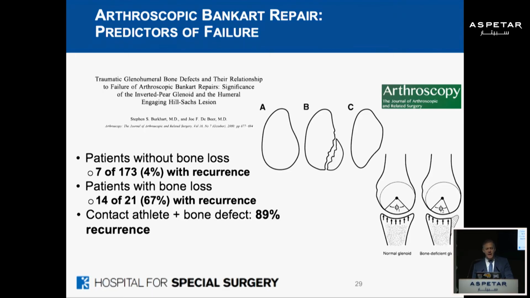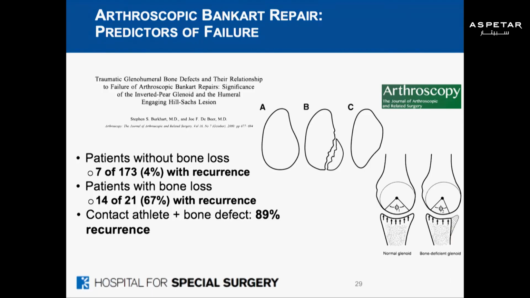This was a study looking at, again, predictors of failure. They looked at traumatic glenohumeral bone defects and their relationship to failure of an arthroscopic Bankart repair. They found that patients without bone loss had a very low recurrence. This is a study by Steve Burkhart and Joe DeBeer. And again, it was an early study done almost 18 or 20 years ago.